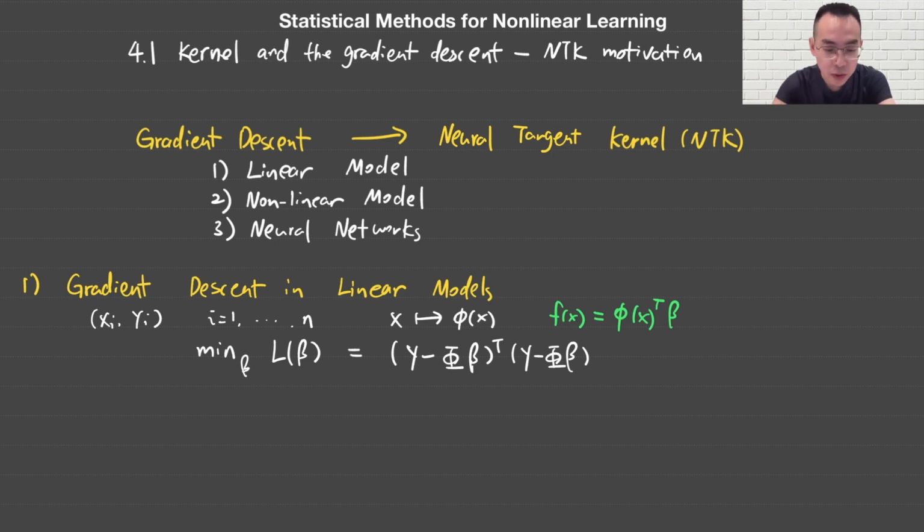For the objective of the linear model, we just minimize the squared loss between y and f of x at all the data points. Everything here is written in matrix form, so let's spell out the dimensions. y is n by 1, phi is n by m, so the feature space is m dimensional, and beta is m by 1. Although this problem is quite trivial to solve with the normal equation, let's just use gradient descent here.